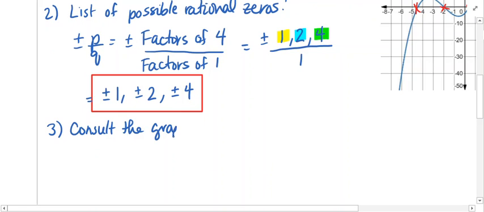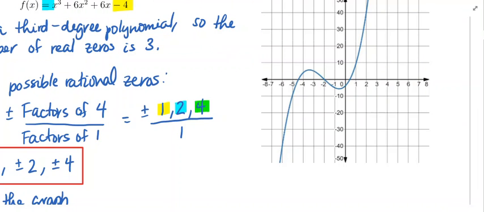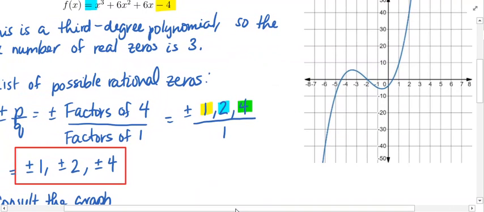Okay, again, I've provided you with a good picture of the graph. So let's go look at this. We already said there appear to be 3 real zeros. And when you're looking at these and you're trying to match up what you see in your list of possible zeros, it looks like we have a match right here.